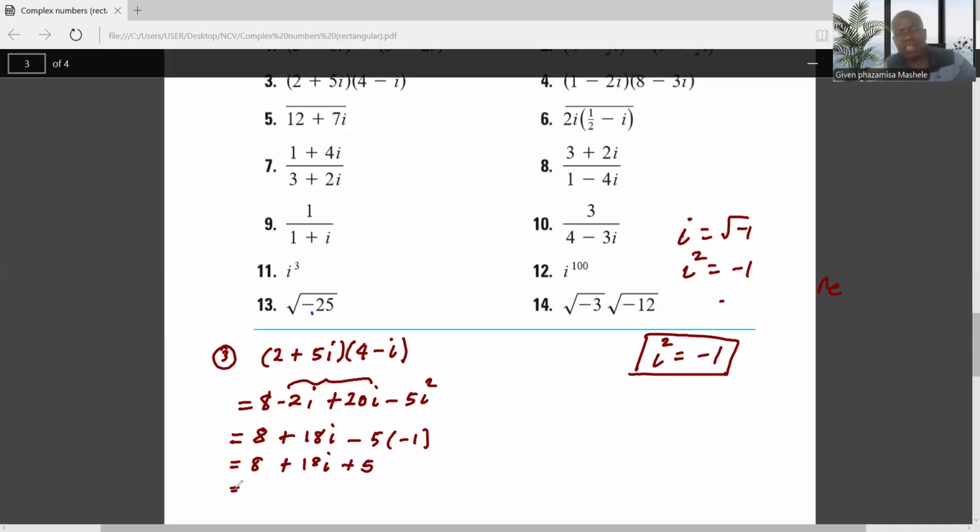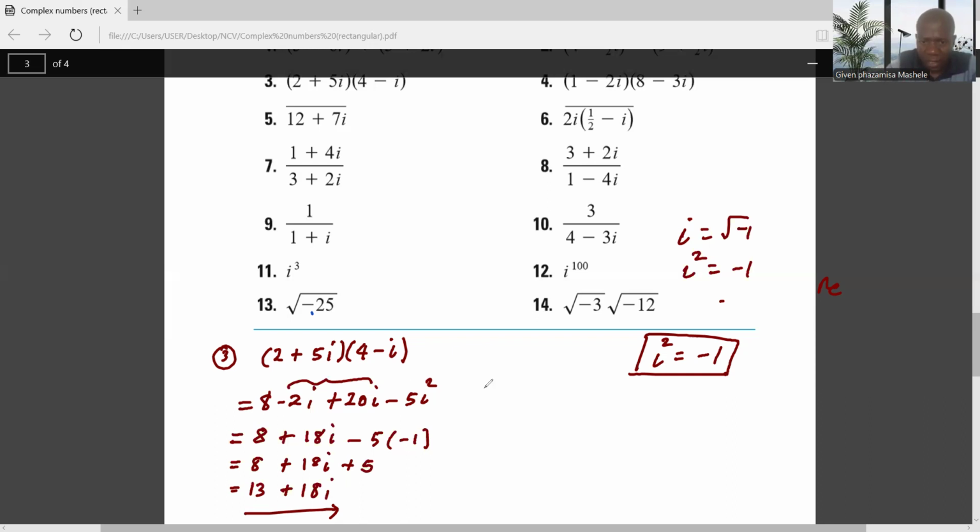Let's write this in standard form. This will become 13 plus 18i. This is in the first quadrant.